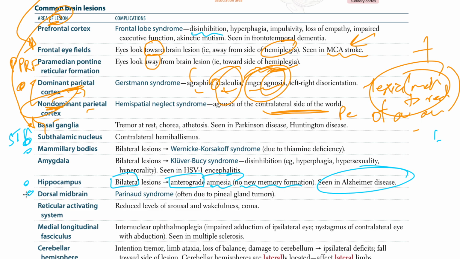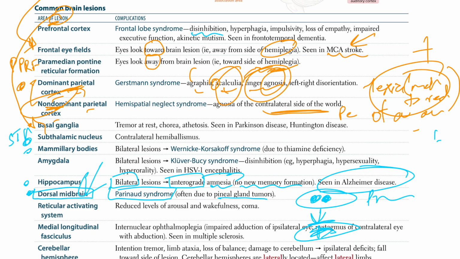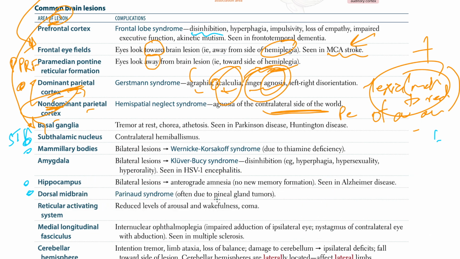Then you have the dorsal midbrain. If you have a lesion of the dorsum of the midbrain, it's called Parinaud syndrome, which is often due to pineal gland tumors. So if you just recall, you have the pineal gland, right? And if there's enlargement of the pineal gland, you're going to push on the dorsum of the midbrain. For example, if you have a pinealoma, you're going to push on the dorsal midbrain. When you push on it, there's going to be a lesion here, and it's going to lead to Parinaud syndrome.